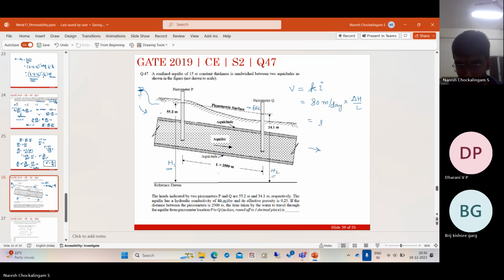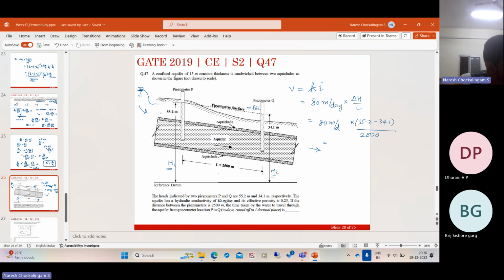Now this is in meters, this is in meters, this is in meters. So you don't need to do anything to the units. Here the meters get cancelled. It is 55.2 minus 34.1 divided by 2500. So if you find out what this is, it's around 0.6752 meters per day. This is the discharge velocity. Let me put a D here to denote it is discharge velocity.